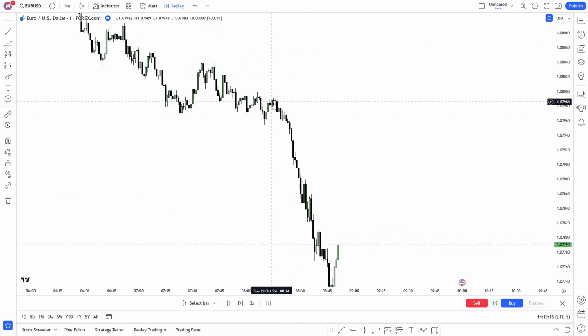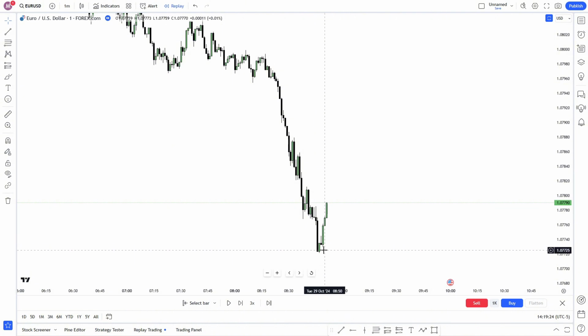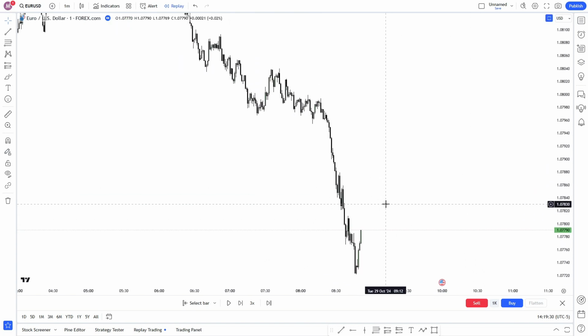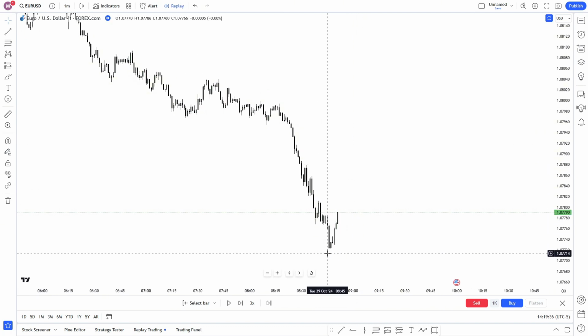If somebody went short in this region here, they would place their protective buy stop above this swing high here. Similarly, if somebody went long down here, they would place their protective sell stop below this swing low right there. Now, above old highs is something called buy side liquidity. Below old lows is sell side liquidity.